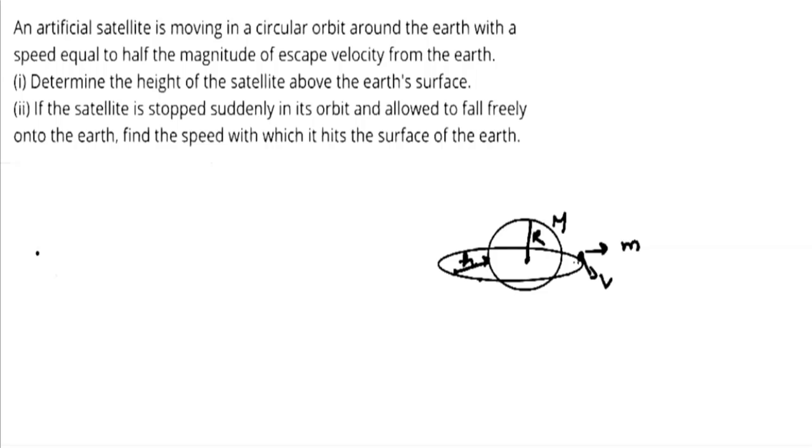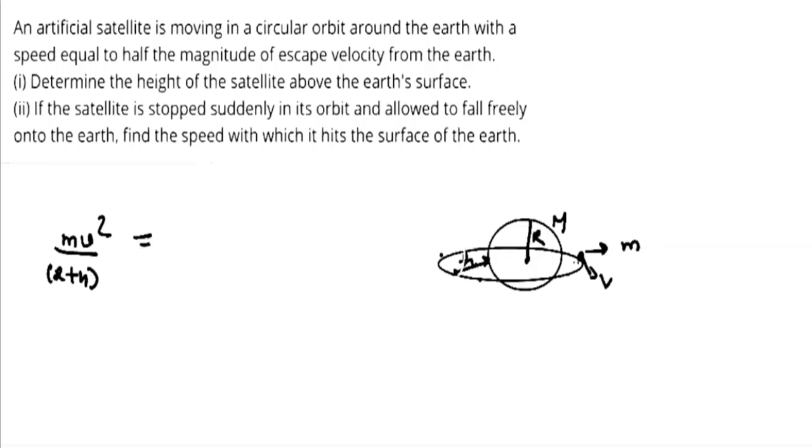So now let us start by writing the centripetal force. So what is centripetal force? Centripetal force is basically mv square by r. So here r for the satellite is basically the radius of the earth plus the height. So it will be r plus h.